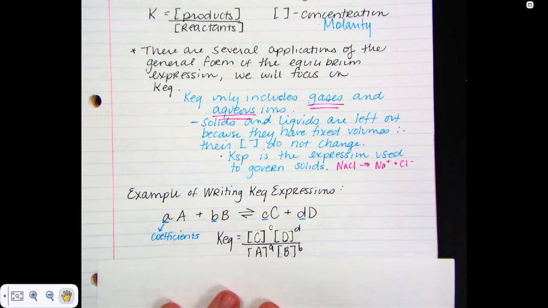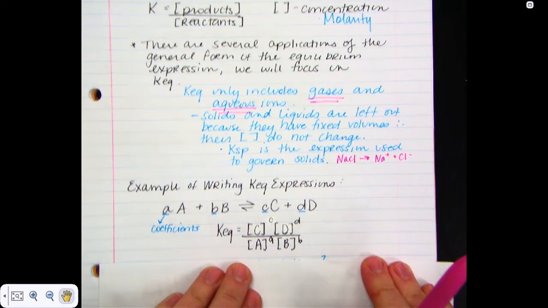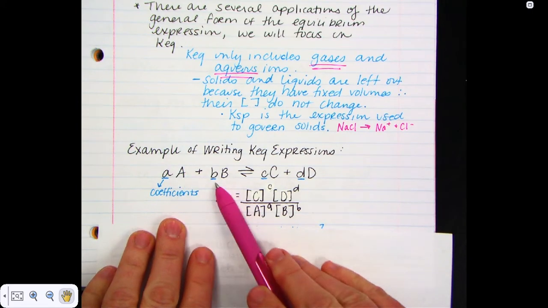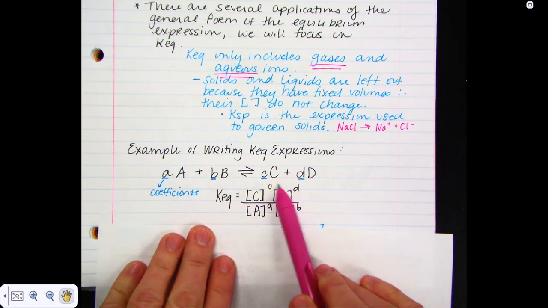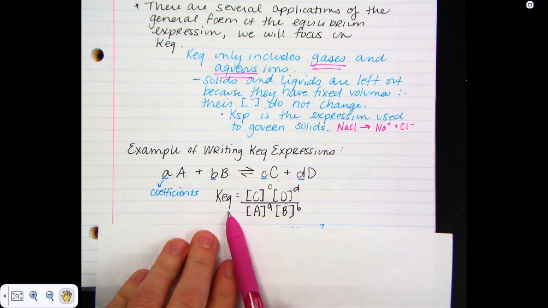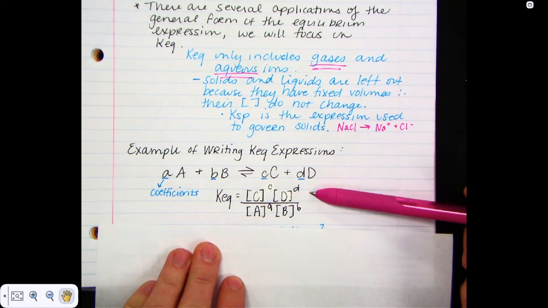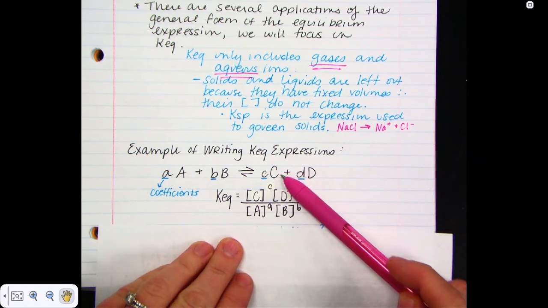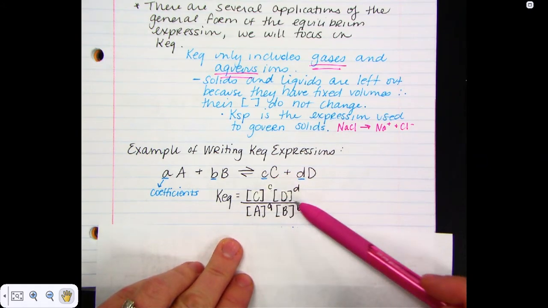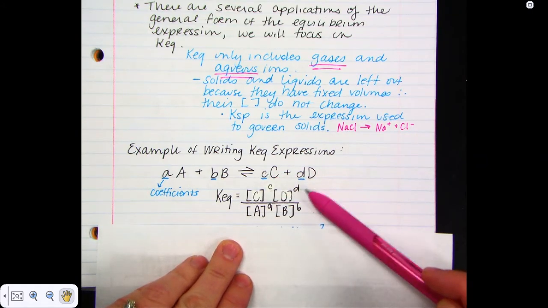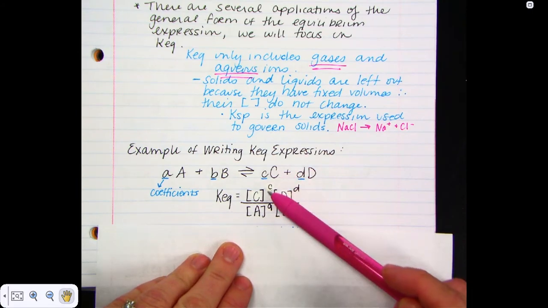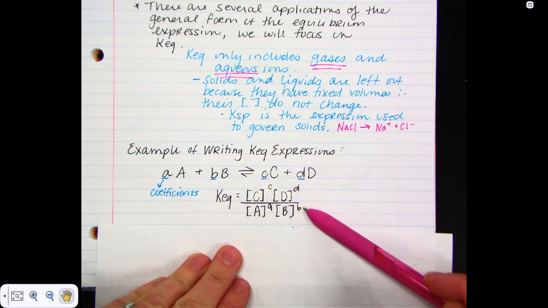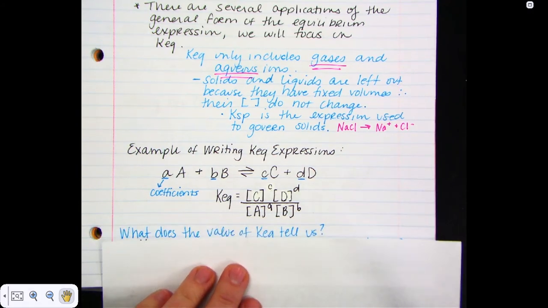All right, so how do we write a Keq expression? So here's our general form, right? If I have my equation where I have a moles of A and b moles of B producing c moles of C and d moles of D, my Keq expression, putting my products over my reactants, is the concentration of substance C raised to the power of c, the concentration of substance D raised to the power of d. Whatever those mole numbers are, those are my powers. Concentration of A raised to a, concentration of B raised to b. And this is just my general form.